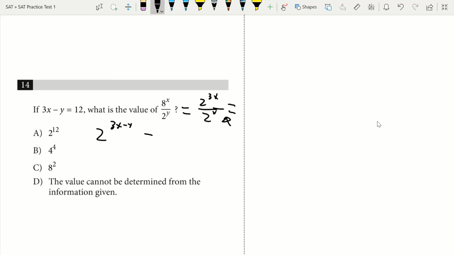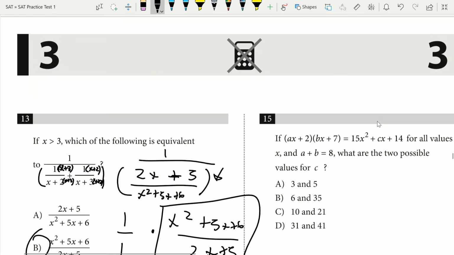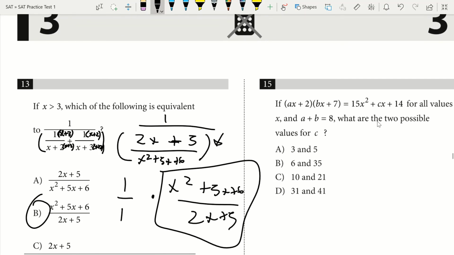And we know 3x minus y is equal to 12, so that means we're going to have 2 to the 12th, which is answer choice A. All right, question 15. If (ax + b) + 2(bx + 7) equals this equation for all values of x, and a plus b equals 8, what are two possible values for c?